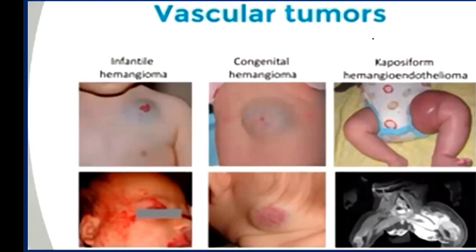For a vascular tumor, just use this picture, vascular tumor, either infantile hemangioma, infantile or congenital, the same. Kaposiform hemangioendothelioma. This is in the lymphatic. This is kaposiform.